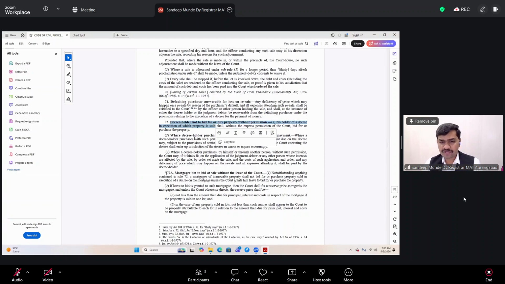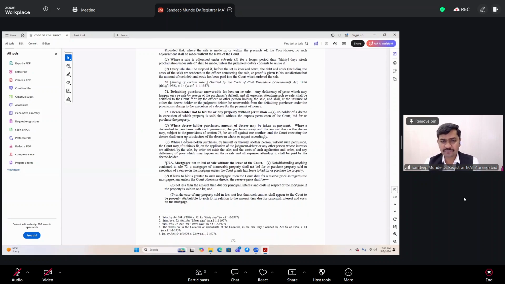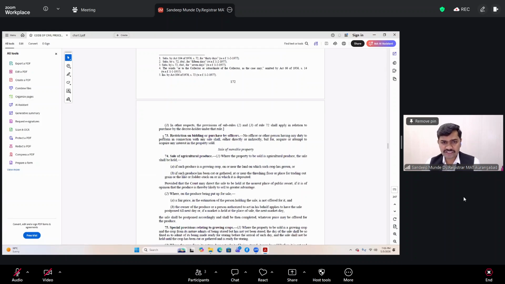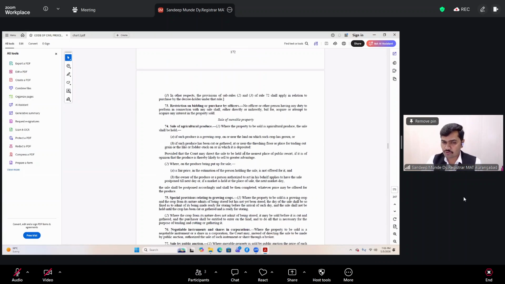Rule 72: decree holder not to bid for or buy property without permission. The decree holder is not permitted to participate in the sale himself. When he obtains permission from the court, then he may participate. Rule 72A: mortgagee not to bid at sale without the leave of the court. The same rule is also applicable to the mortgagee. Restrictions on bidding or purchase by officers, as with the decree holder and mortgagee: no officer or other person having any duty to perform in connection with any sale shall either directly or indirectly bid for, acquire, or attempt to acquire any interest in the property sold.